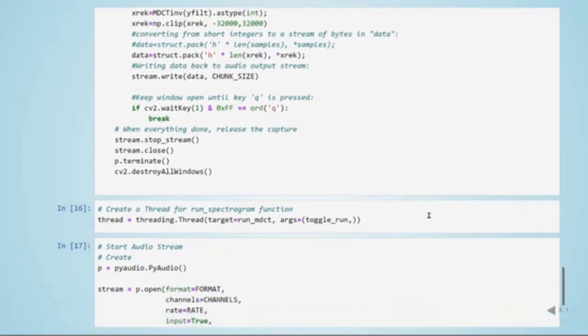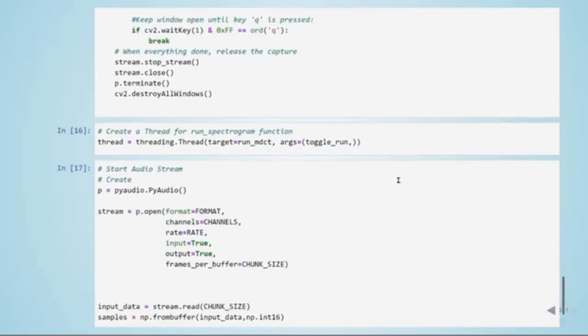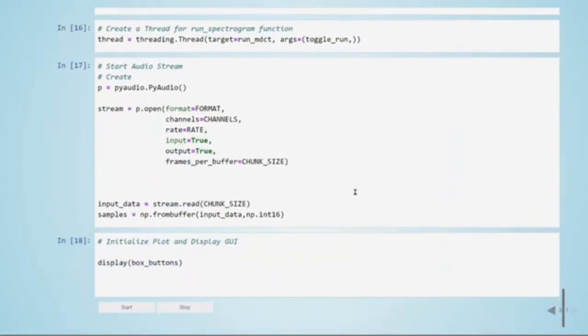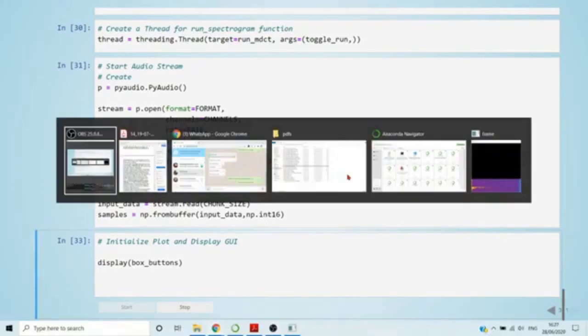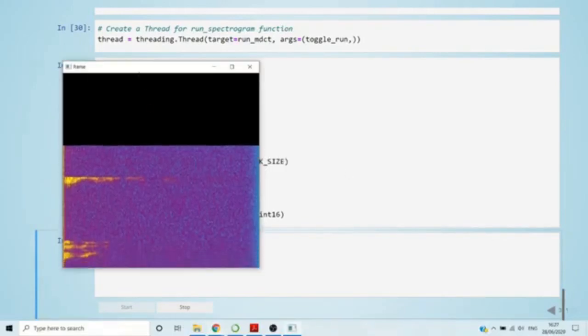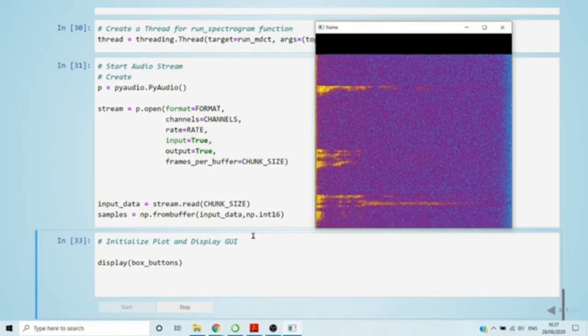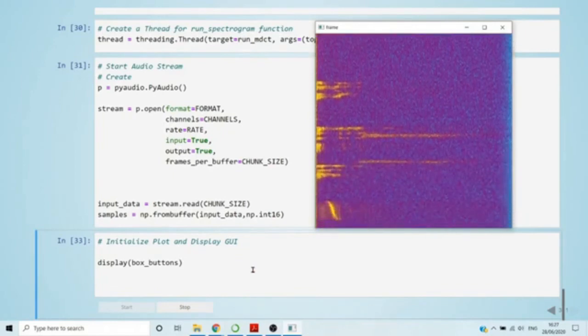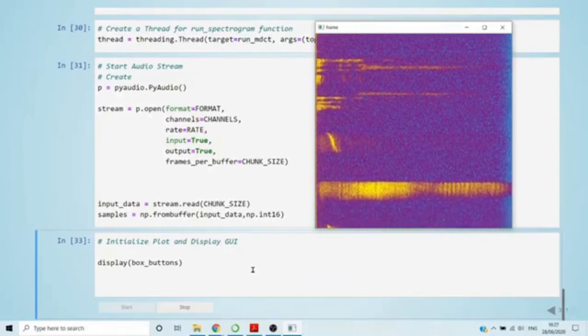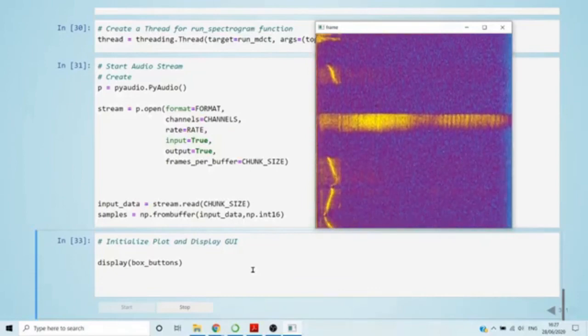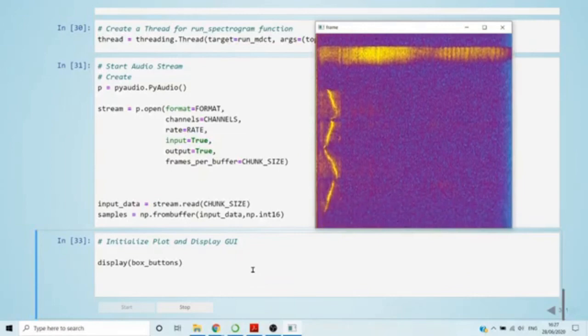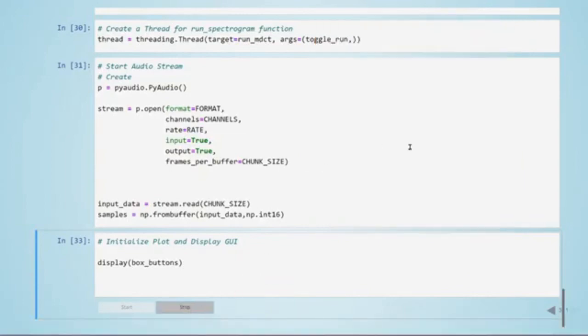So here is just a thread that I'm running this function in. And here we will start the audio, and here we will display the buttons to start. So now if I start, hello, we have here our MDCT spectrogram. And then we stop, and this is our demo.